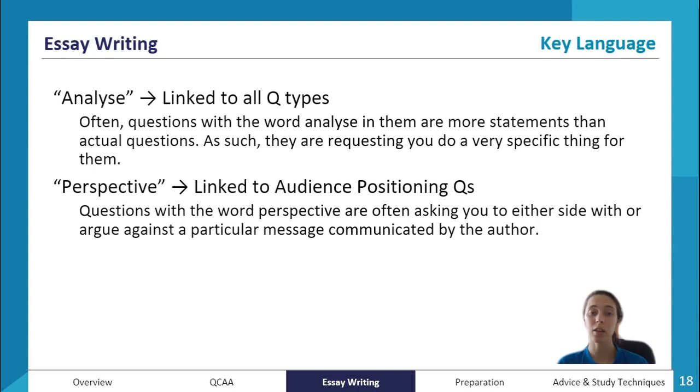"Perspective" is another word, and it's linked to audience positioning questions. That's the idea of how the audience is positioned to think or feel or react based on the content of the text, the strategies used, and the language used. So questions with this word are often asking you to either side with or argue against a particular message that's communicated by the author. So this is pretty clearly related to the idea of author intent, and then the impact of that intent.